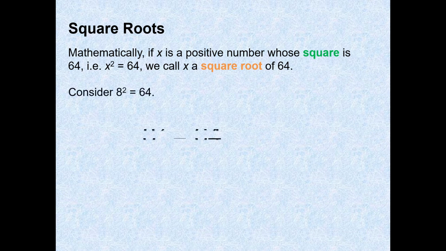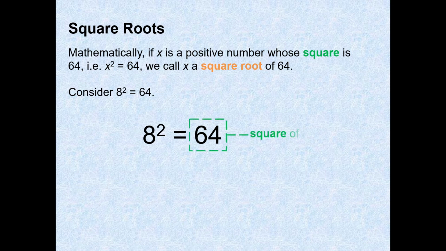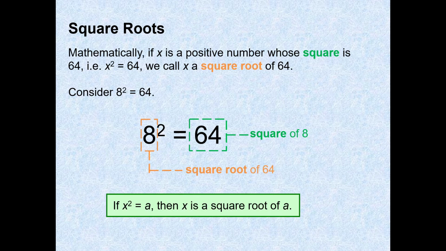So now let's consider the example. 8 square equals 64, right? So we can say that the number 64 is a square number of the number 8. On the other hand, number 8 is a square root of 64. So this is the definition of the square root.